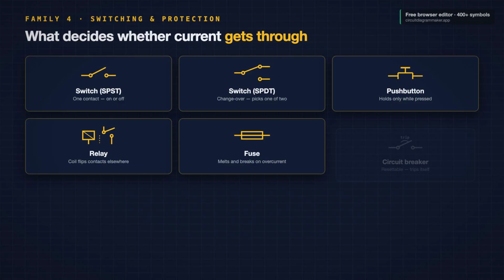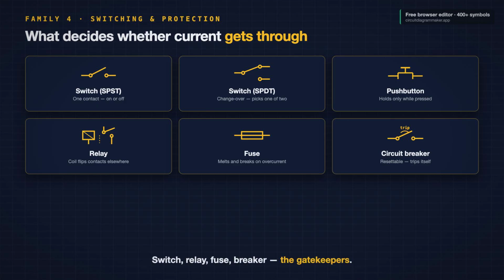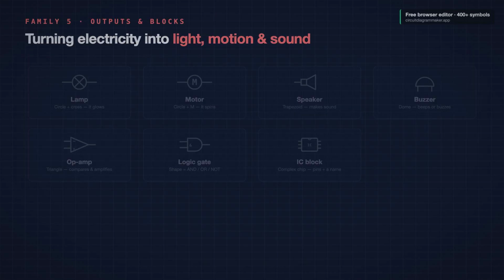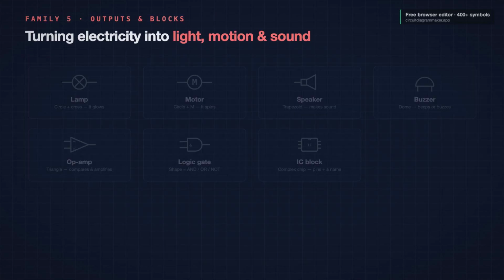On the protection side, the fuse, a thin line or a rectangle that melts and breaks the circuit when the current runs too high. And the circuit breaker does the same job, but resettable, a switch that trips itself. Switch, push button, relay, fuse, breaker. Everything that decides whether current gets through at all.